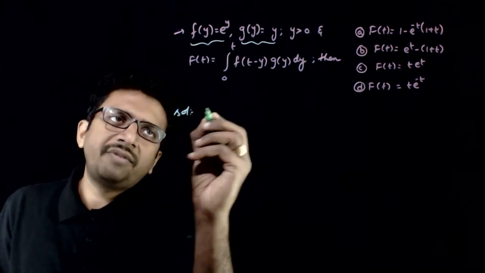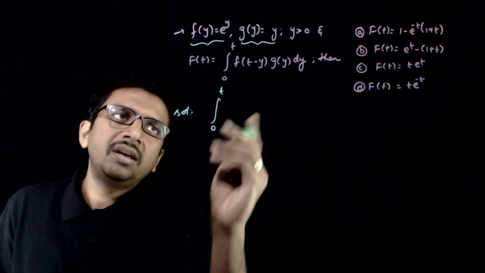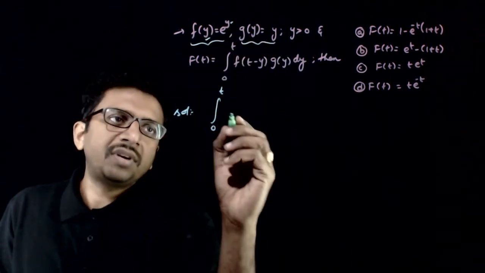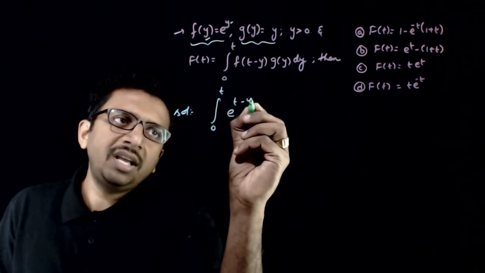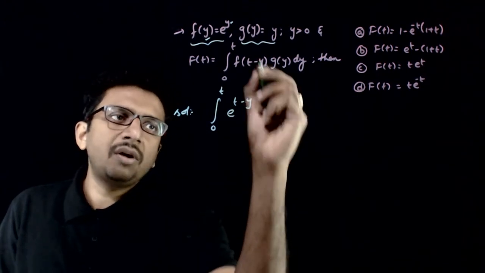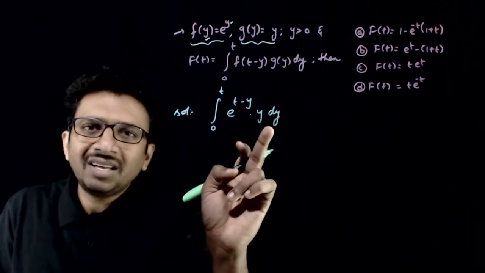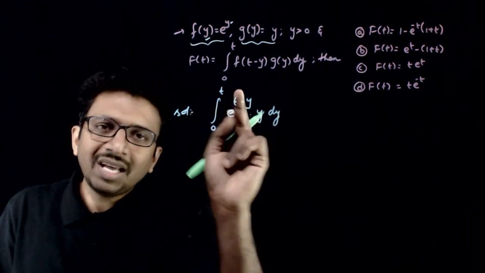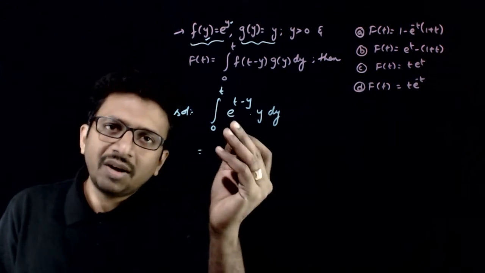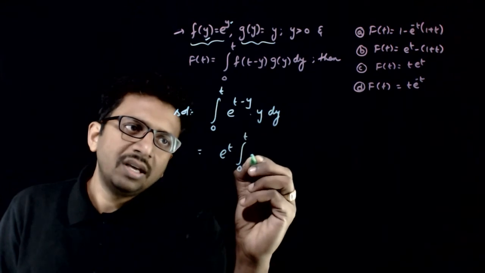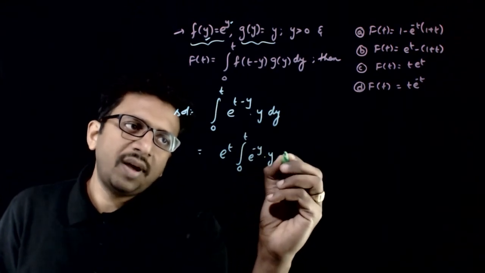So let us try to find the integral from 0 to t of f of t minus y, where f of y is e power y. f of t minus y will be e power t minus y, times g of y, which is nothing but y, dy. As you can see, the integration variable is y, so t can be considered as constant. So e power t comes outside. So e power t times the integral from 0 to t of e power minus y into y dy.